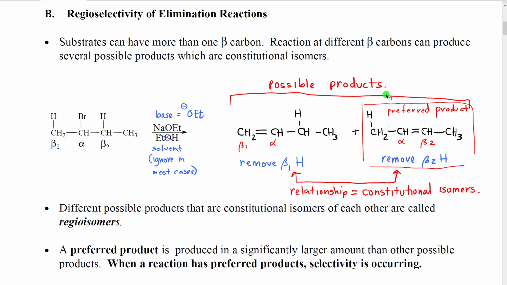And if we look at these possible products in particular, we can see that these have a relationship. They are constitutional isomers. The same formula, but they have a different connectivity because the double bond is located at a different place in the chain. Now, when we have different possible products that are constitutional isomers, we call those regioisomers. So these are regioisomers of our product.